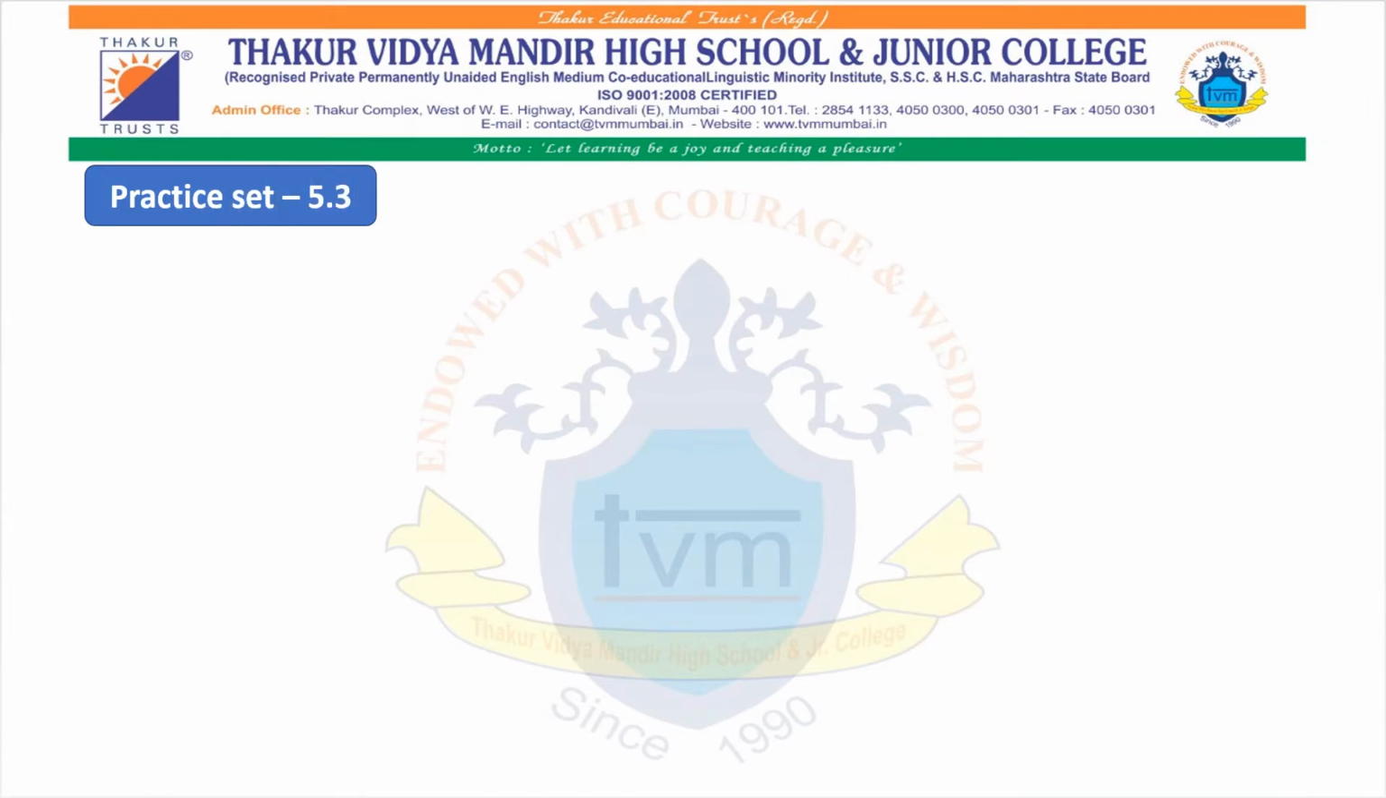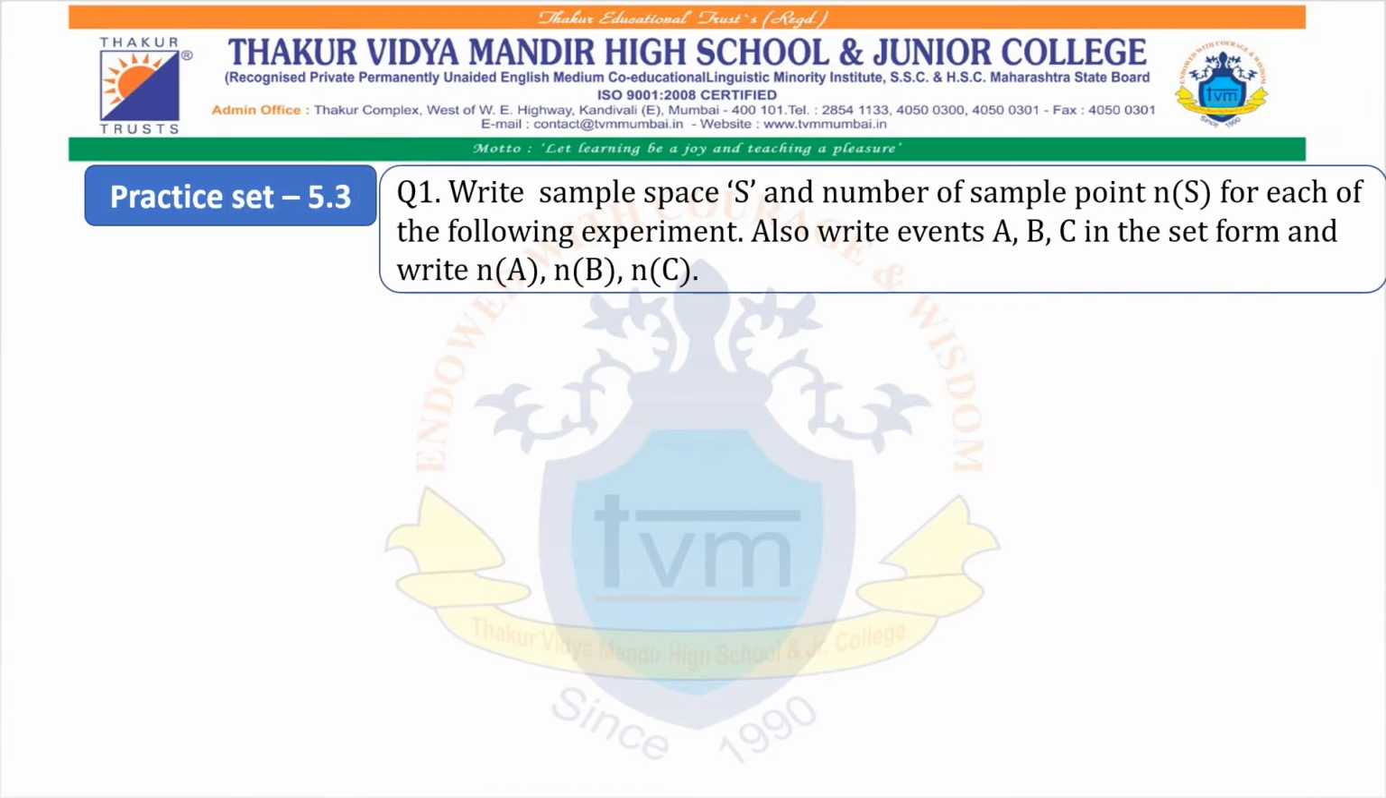Practice set 5.3. Question 1. Write sample space S and number of sample points n(S) for each of the following experiments. Also write events A, B, C in the set form and write n(A), n(B) and n(C). Question 1. One die is rolled.